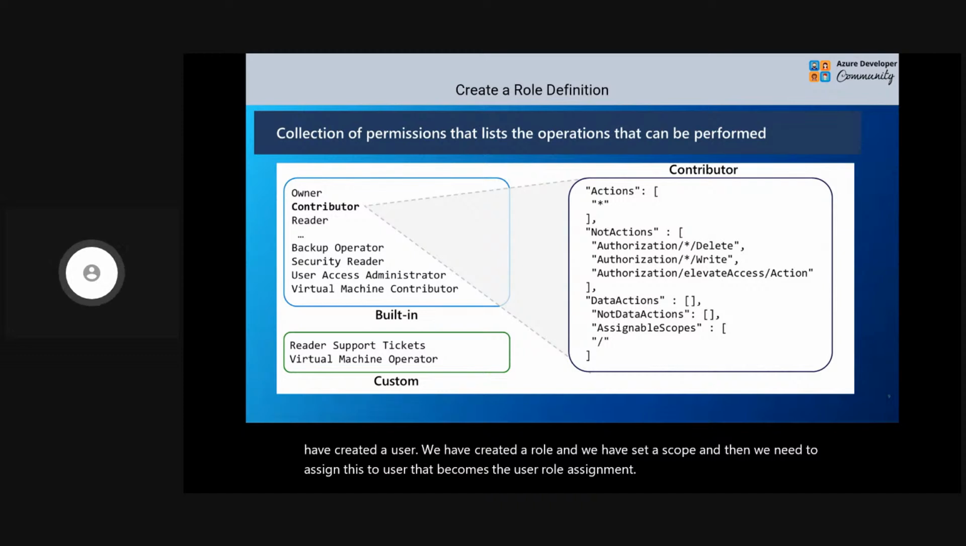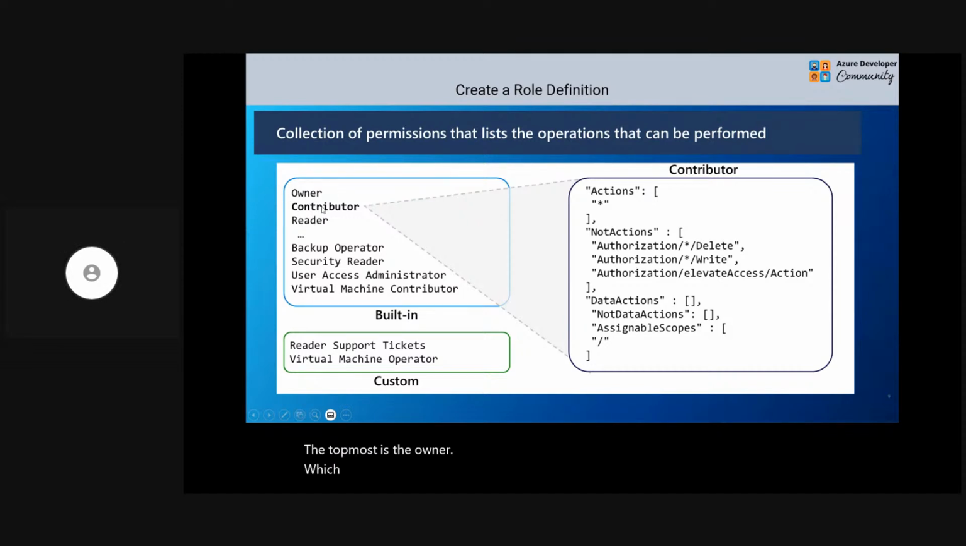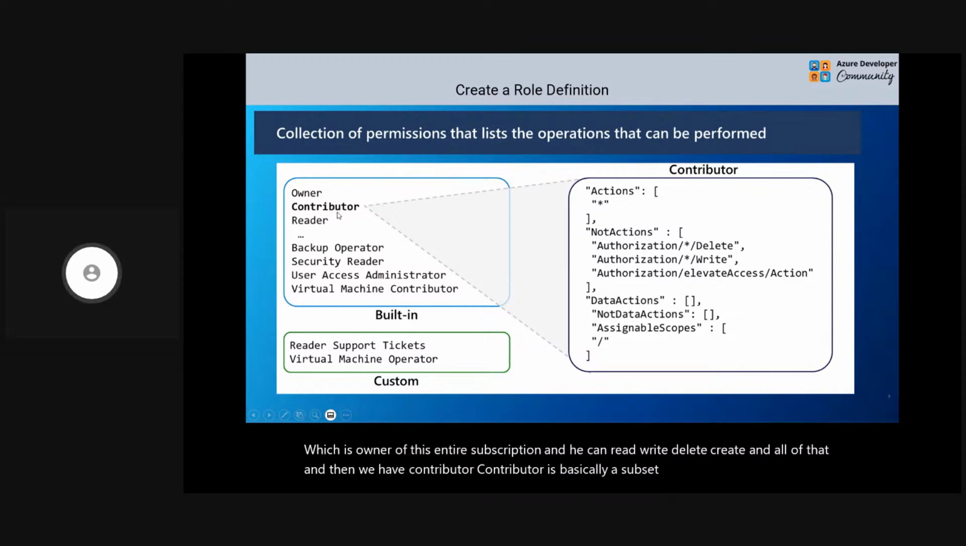And this is how a role definition would look. There is a default set of roles within Azure. The topmost is the owner, which is the owner of the entire subscription, and can read, write, delete, create, and all of that. Then we have contributor. Contributor is basically a subset of owner. He will not be able to create or manage users, or assign user permissions or role permissions and all of that.